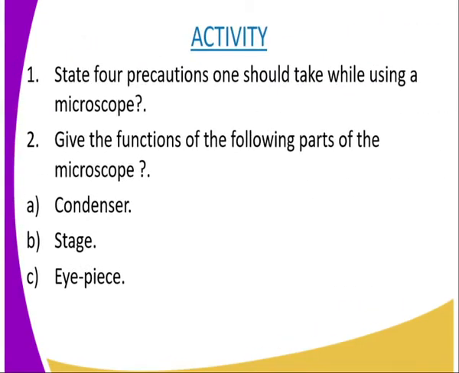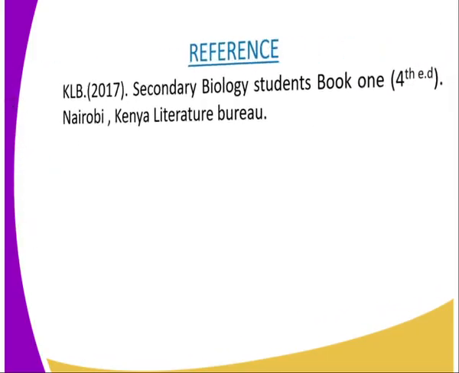Having done that, we are going to have several activities based on our lesson. For example, one, state four precautions one should take while using a microscope. Two, give the functions of the following parts of a microscope. Bearing in mind we have several parts of the microscope, in our case we are going to look for the function of the condenser, the stage, and the eyepiece lens.